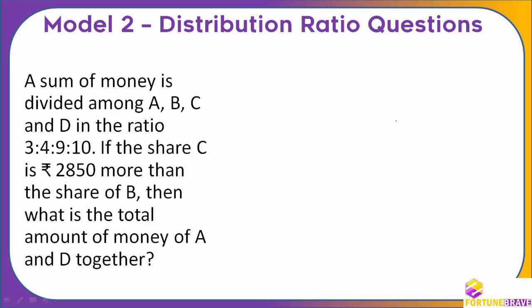Okay, a sum of money is divided, again distributed. Divided means again distributed among A, B, C and D in the ratio 3 is to 4 is to 9 is to 10. Okay, is divided in this ratio. So what I am going to do, I am going to write this ratio. A is to B is to C is to D is 3 is to 4 is to 9 is to 10.